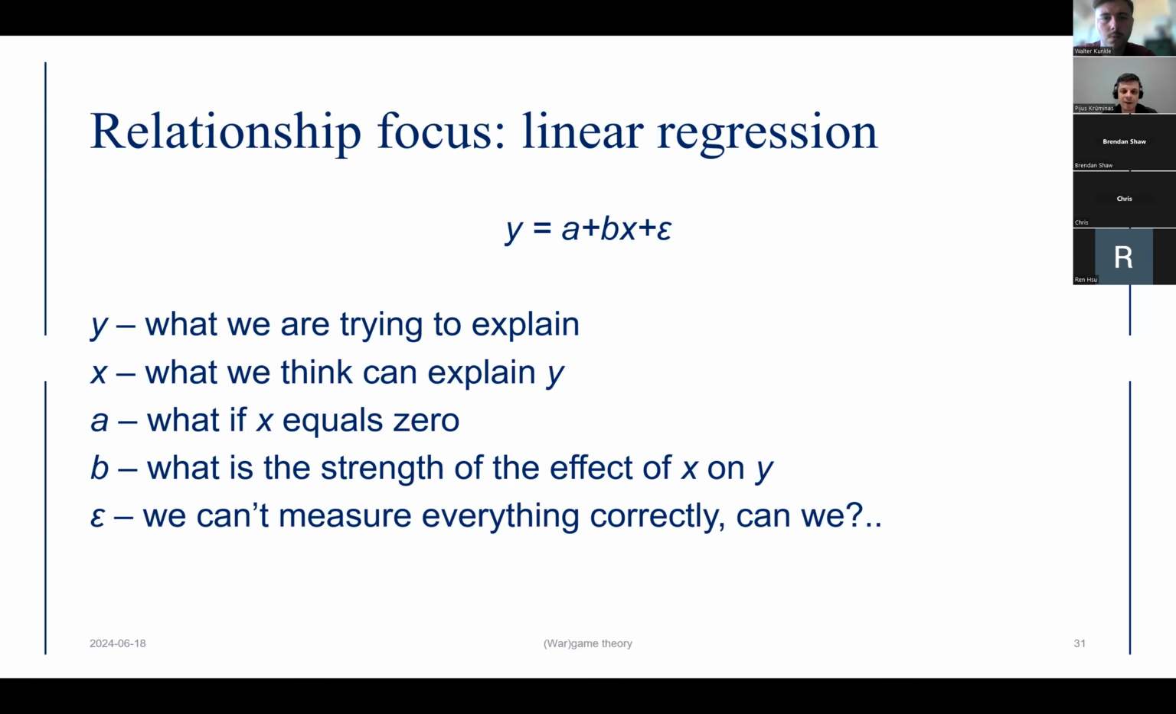So just to give a brief recap of what a linear model is, we'll look at the linear regression here, where Y equals A plus B times X plus epsilon, which basically means the following. Y represents the thing that we are trying to explain. X is the factor that we think can explain that thing. And then we have different coefficients. For example, what if X is equal to 0? And basically the epsilon says, okay, so we can't really measure everything, can we?